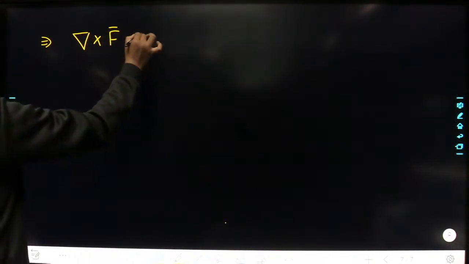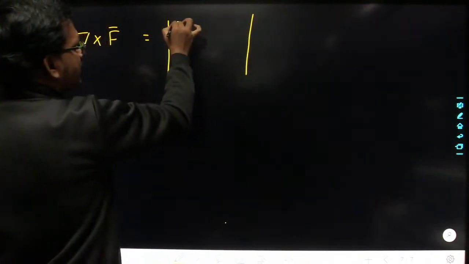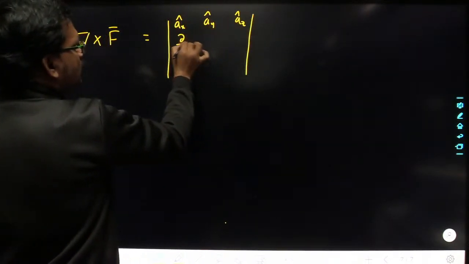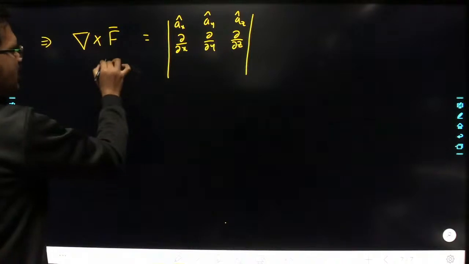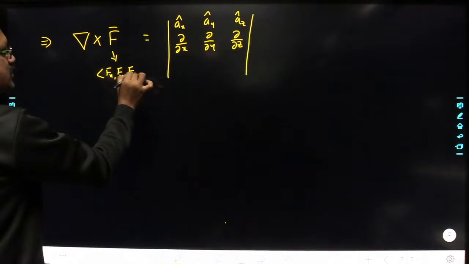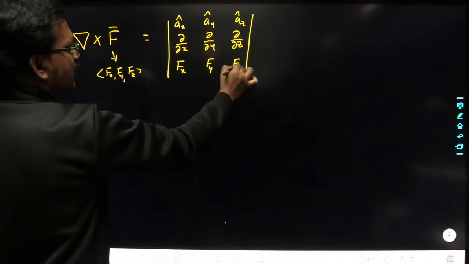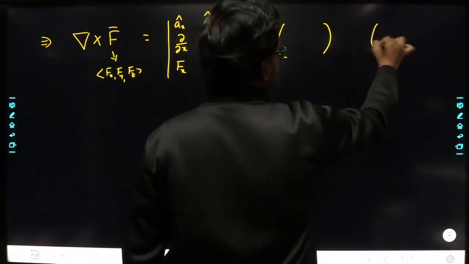Mathematically, how are we going to express curl? We are going to express curl of f bar, generally by the determinant form. In rectangular coordinates, you express it with ax cap, ay cap, az cap, then dou by dou x, dou by dou y, dou by dou z, and f bar having x component, y component, and z component of the vector field. Yes or no?